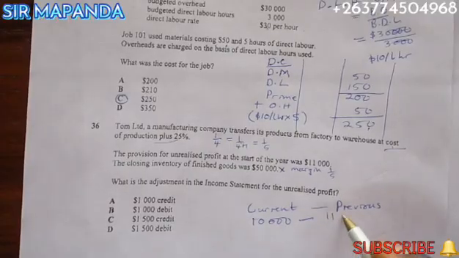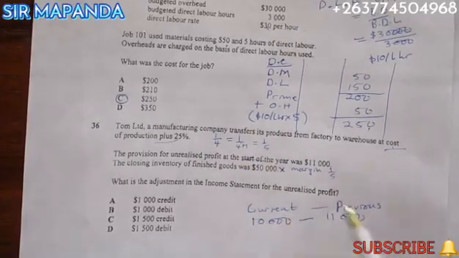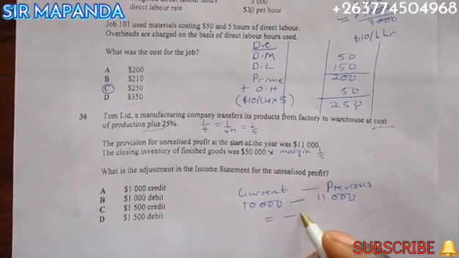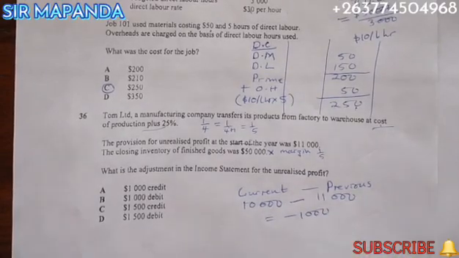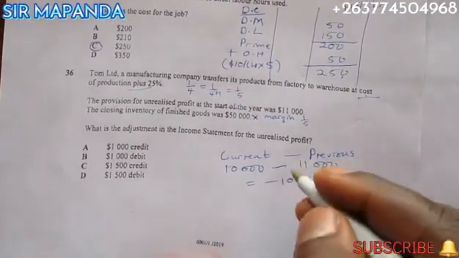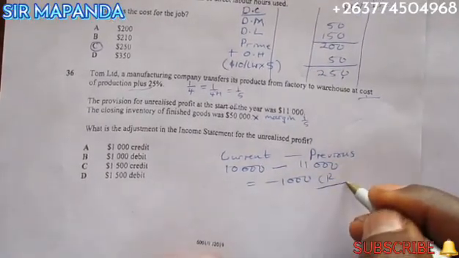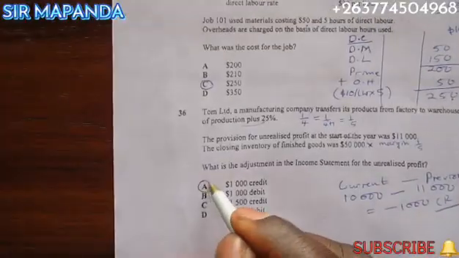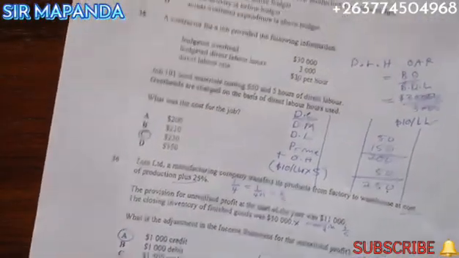Deduct it from the 11,000, which is the previous provision. There is a minus 1,000, denoting decrease in provision for unrealized profit. So decrease is income, so it is credited. So the answer is 1,000 credit, A. I hope you are following, class.